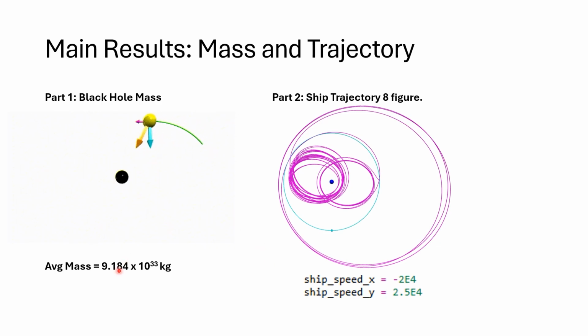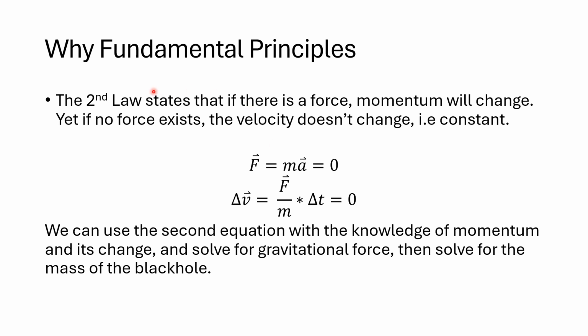For the main results, for part 1, we essentially got an average mass of 9 times 10 to the power of 33 kilograms. And for part 2, I managed to get a figure-8 trajectory using these two x and y speeds. So why do we use the fundamental principles?